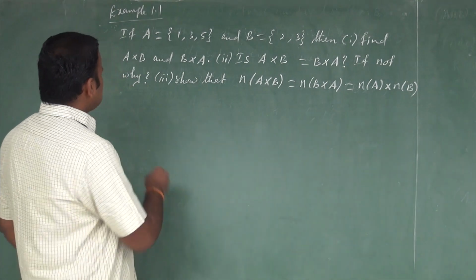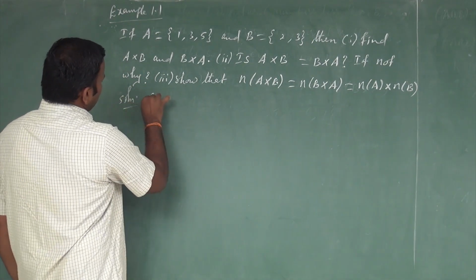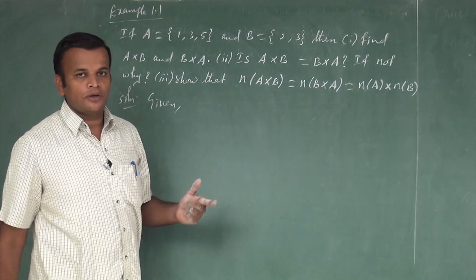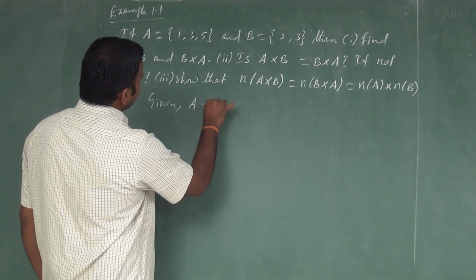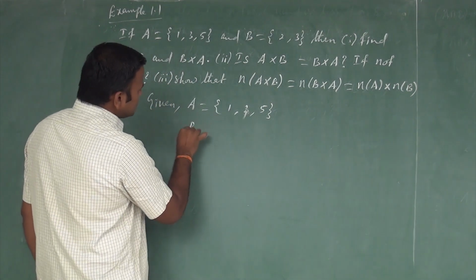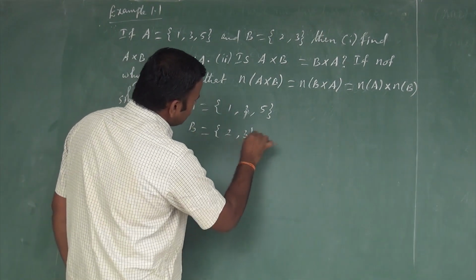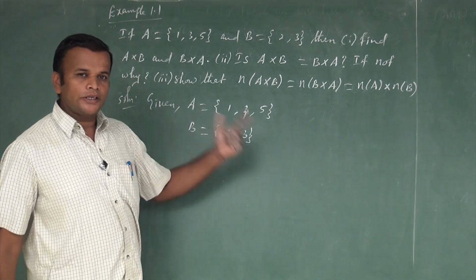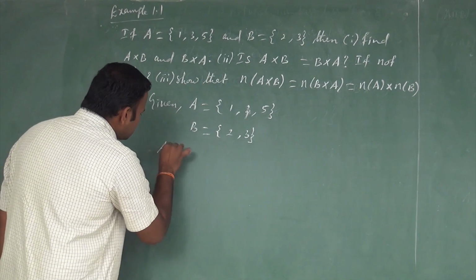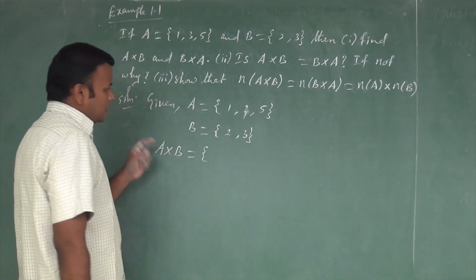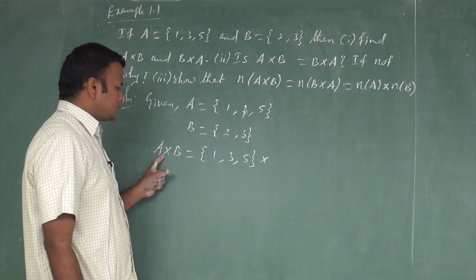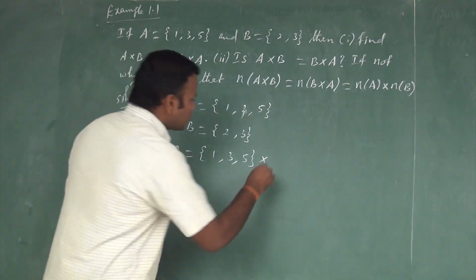First of all, the given sets. Solution: the sets are given directly in roster form. The value of A is 1, 3, 5 and the B set value is 2, 3. What do we find first? A cross B and B cross A. So first we find A cross B. The value of A is 1, 3, 5 cross B, the value of B is 2, 3.